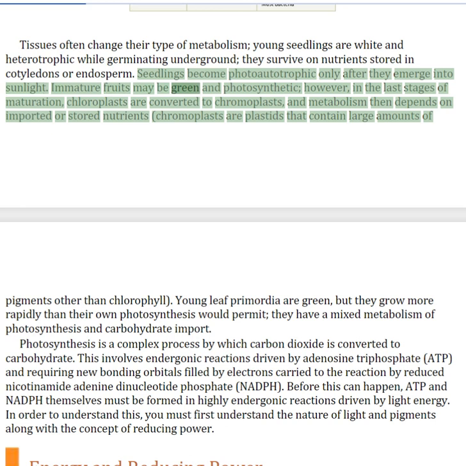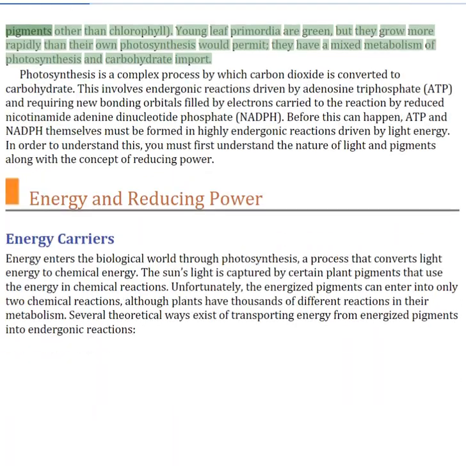Immature fruits may be green and photosynthetic; however, in the last stages of maturation, chloroplasts are converted to chromoplasts, and metabolism then depends on imported or stored nutrients. Chromoplasts are plastids that contain large amounts of pigments other than chlorophyll. Young leaf primordia are green, but they grow more rapidly than their own photosynthesis would permit. They have a mixed metabolism of photosynthesis and carbohydrate import.